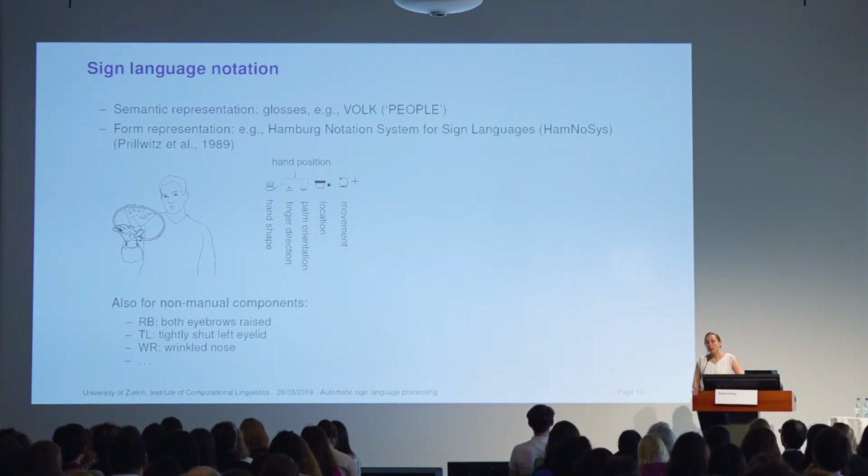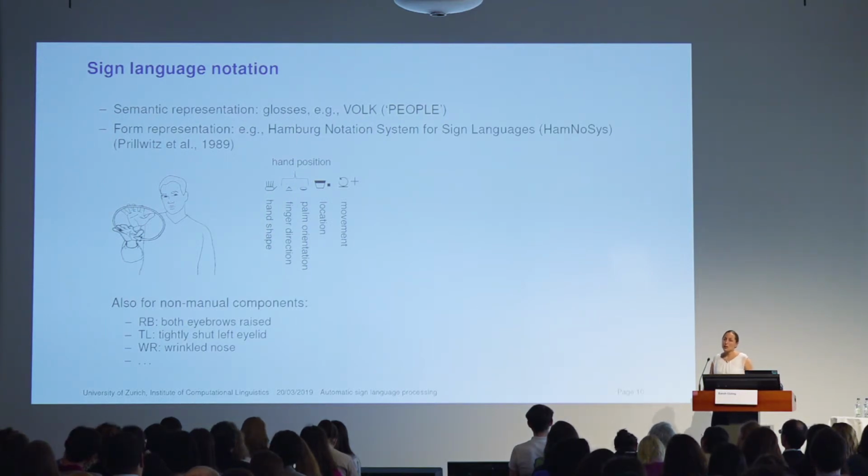And what we want is both a notation that can give us information about the semantics of the signs in the videos and about the form of the signs. For the semantics, what we typically use is something that's called gloss notation. These are just uppercase spoken language words that give us indications of the meaning of the signs that are used.